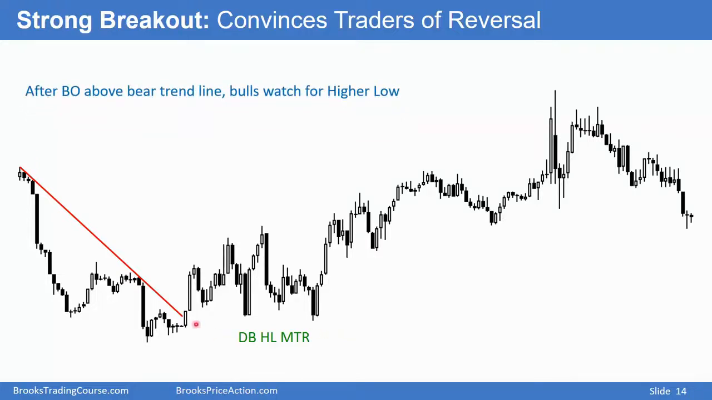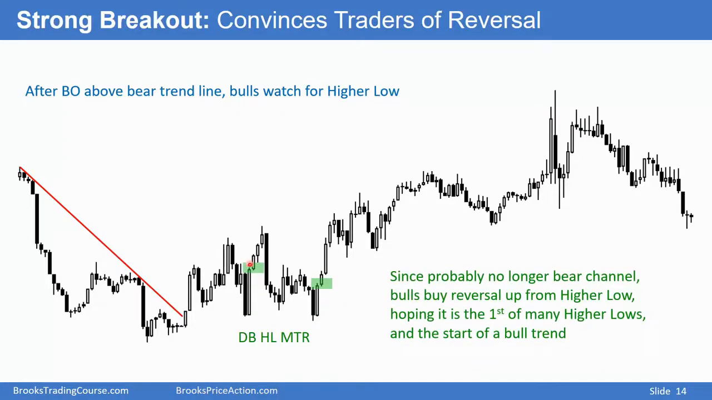When you have a strong bull breakout above a bear trend line, traders watch for a higher low. Sometimes you get a lower low reversal, sometimes you get a higher low reversal. Sometimes you get a perfect double bottom. In any case, traders watch for a resumption of the bear trend that fails and reverses up, and they look to buy the reversal up.